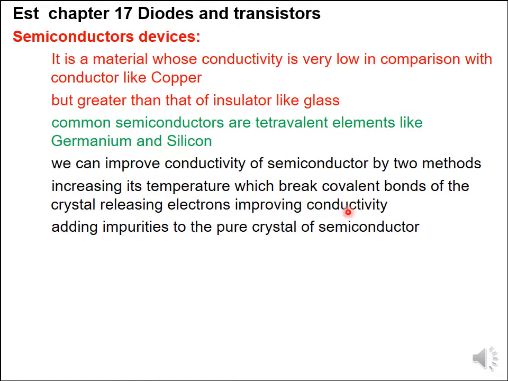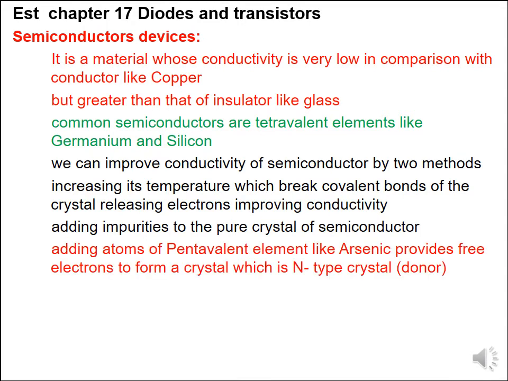The second method is adding impurities to the pure crystal of the semiconductor. Adding atoms of a pentavalent element like arsenic provides free electrons, forming an N-type crystal, the donor. Here the majority charge carriers are electrons.